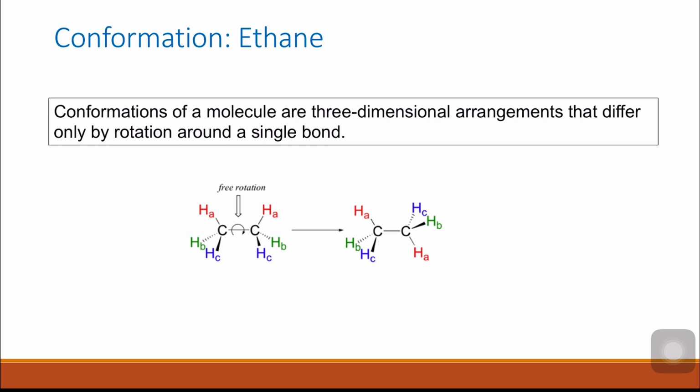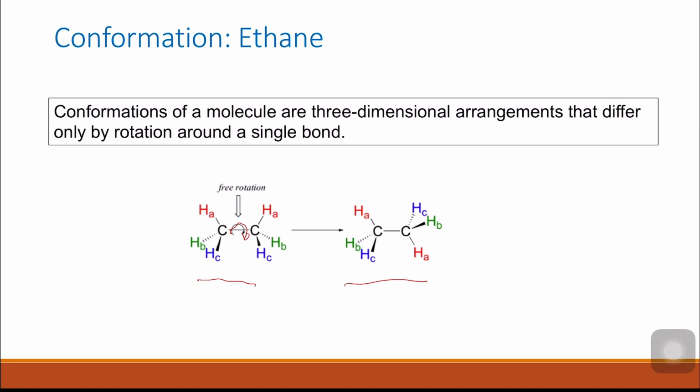If you look at these two molecules here, they are the same. They are both ethane, C2H6, and for the carbon-carbon bond there is free rotation here. If you notice, all the hydrogens on the carbon are color coded: hydrogen A is in red, hydrogen B in green, hydrogen C in blue.